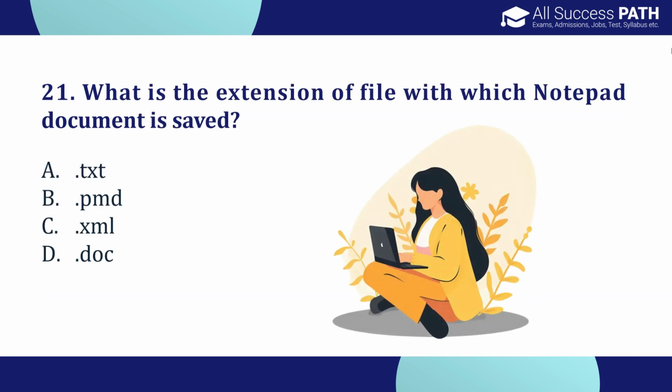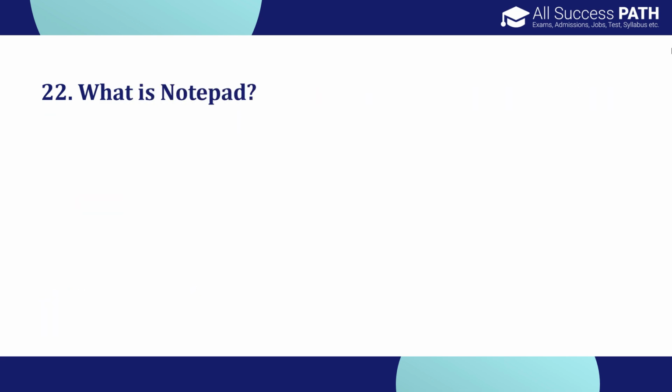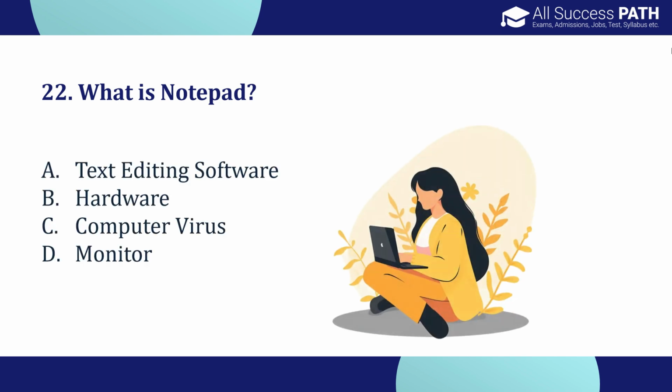Question 21. What is the extension of the file with which a Notepad document is saved? The options are A. TXT, B. PMD, C. XML, and D. Doc. The correct answer is A. TXT.